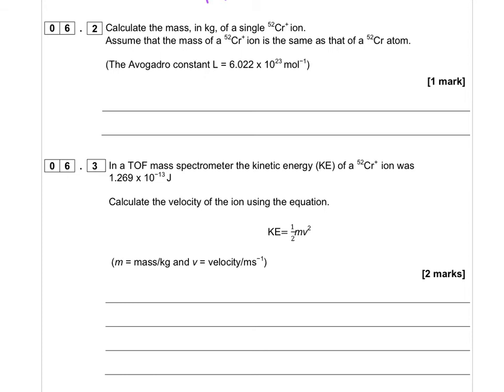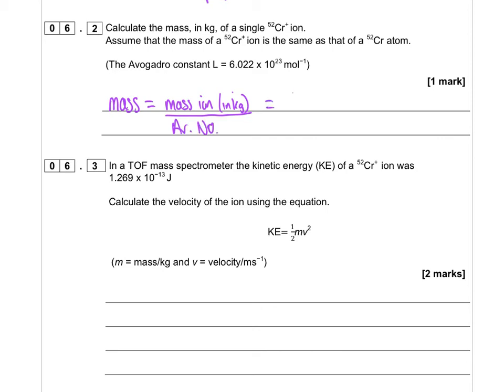Calculate the mass in kilograms of a single 52 chromium ion. Assume that the mass of a 52 chromium ion is the same as that of a 52 chromium atom. So we're negating the mass of an electron, which is fairly tiny anyway. So to be able to do this, we need to work out the mass, which is going to be the mass of the ion in kilograms divided by Avogadro's number.